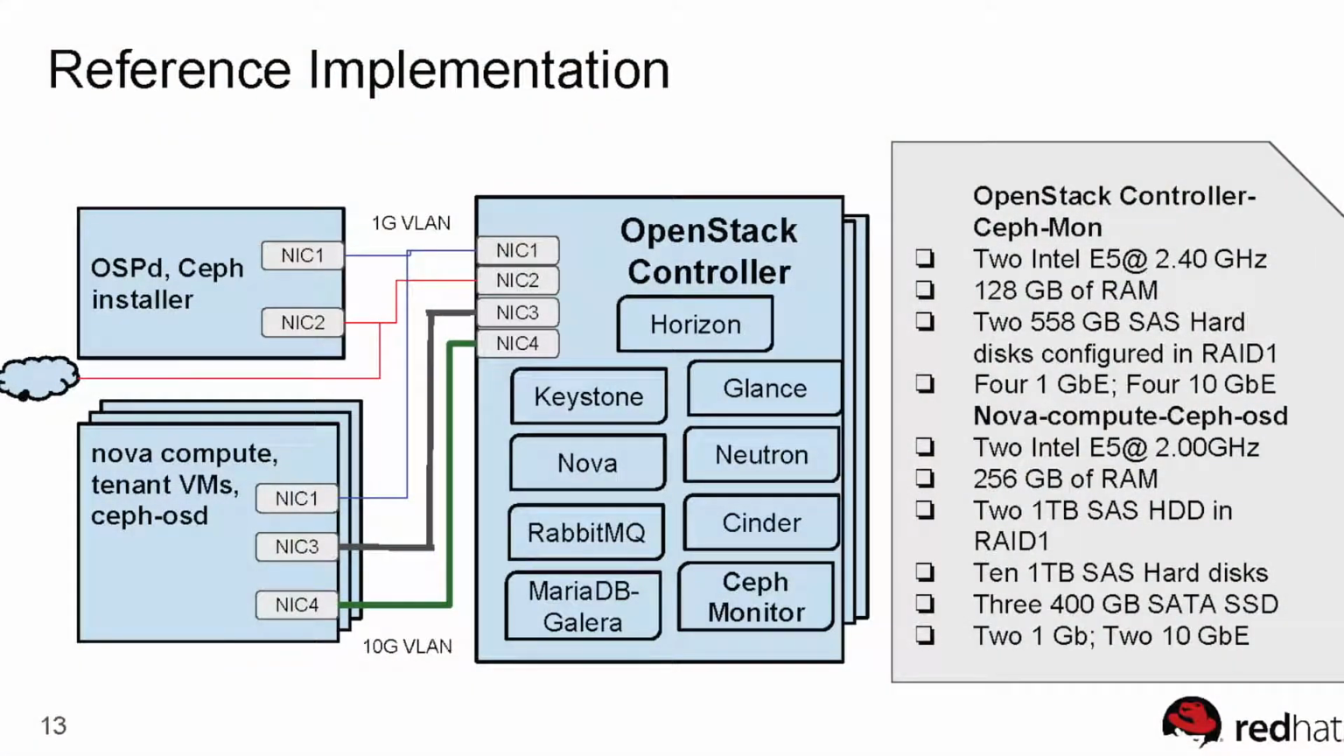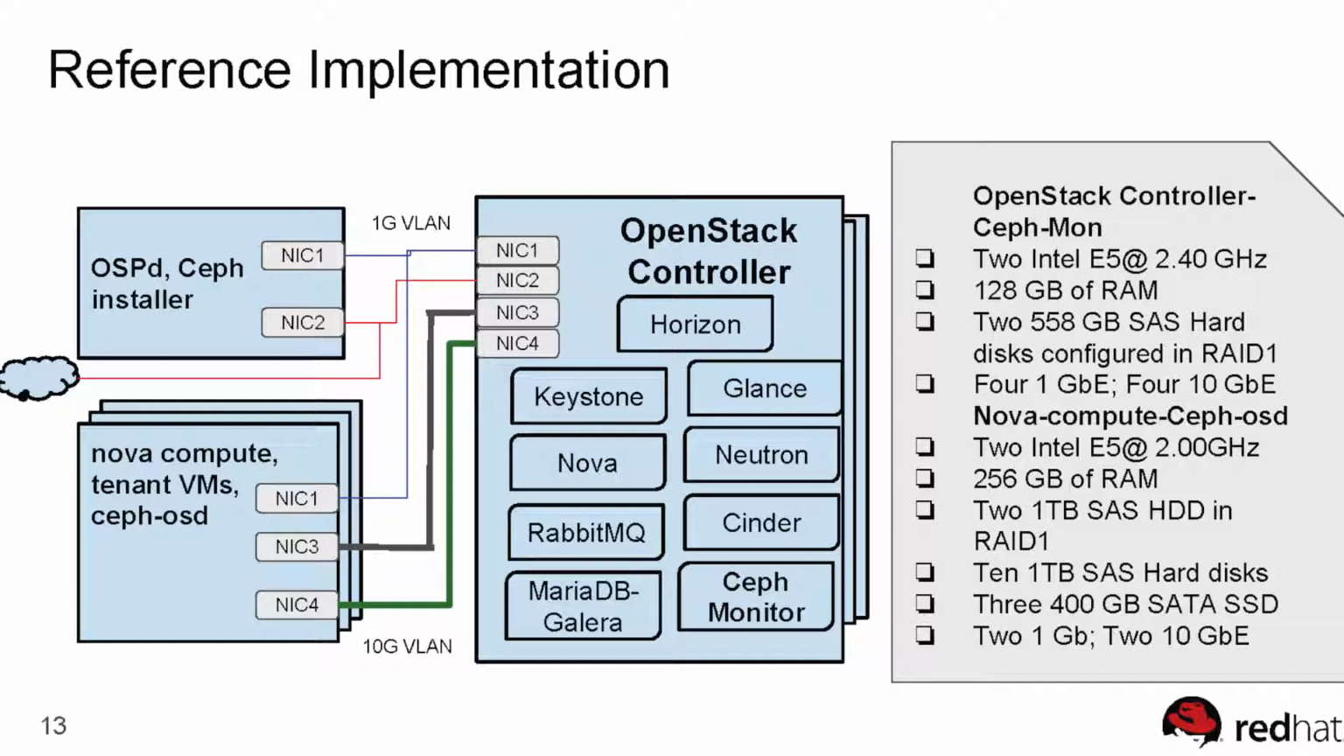So we did a reference implementation. We set this up in the lab, and this gives you the idea of what that looked like. Starting off here, we have a controller. As I said, it runs all these OpenStack services, and then it runs the Ceph monitor, and there are three of them, as you can see, for high availability. Three controllers and Ceph monitors running.